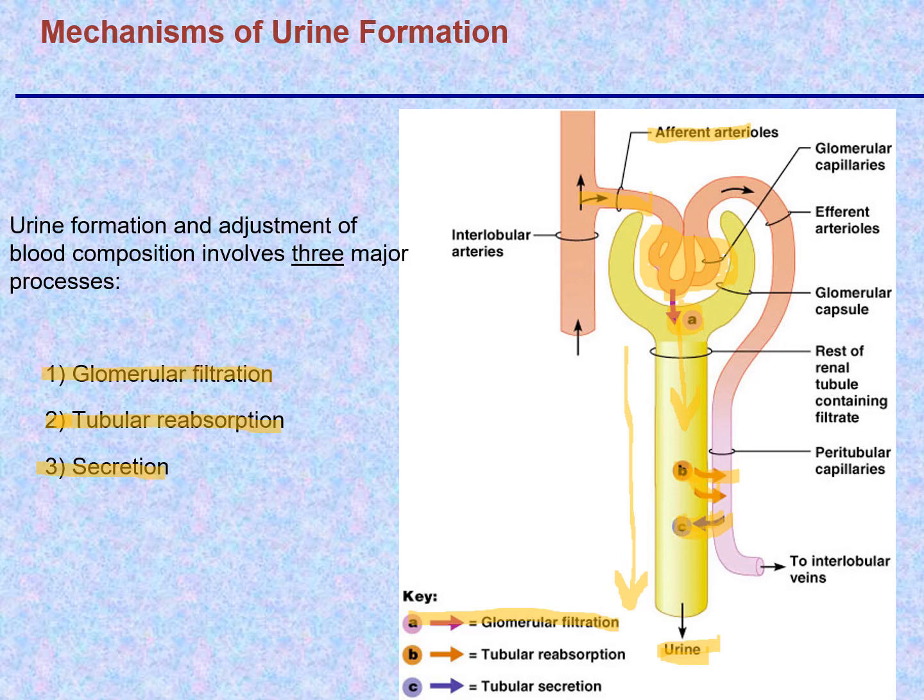So these are the three processes that are going on during the formation of urine: filtration, reabsorption, and secretion. These are the three major processes, and we'll go through each one and look at their regulation.